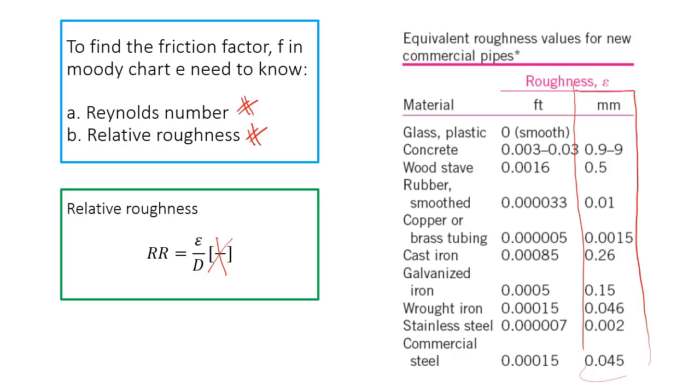Here we have the roughness for plastic, concrete, wood 0.5, rubber, smooth 0.01, copper or brass tubing 0.0015, cast iron 0.26, galvanized iron 0.15, rough iron 0.046, stainless steel 0.002, and commercial steel 0.045. Usually they will give you the roughness, so you do not need to worry.